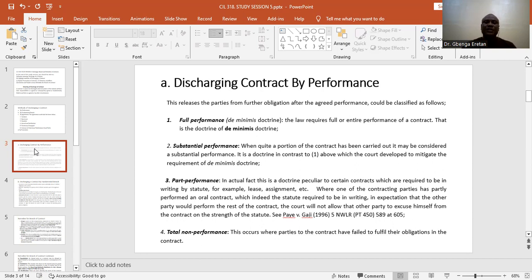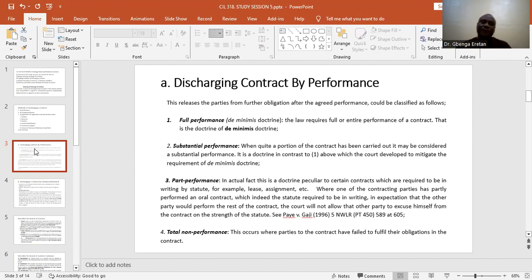And this is called diminished doctrine. So we call it diminished doctrine. This doctrine specifies that parties in that contract fully perform all the agreed responsibility that is contained in that contract. Then number two, we talk about substantial performance.